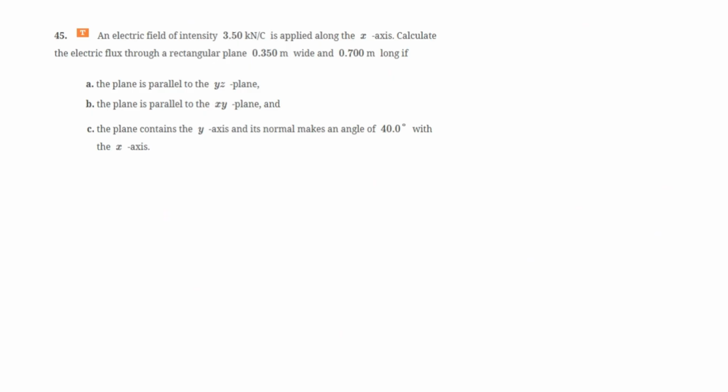And in this problem, look at this. They say an electric field of intensity 3.50 kilonewtons per coulomb is applied along the x-axis. Calculate the electric flux through a rectangular plane 0.350 meters wide and 0.700 meters long, if the plane is parallel to the YZ plane, the plane is parallel to the XY plane, and the plane contains the y-axis and its normal makes an angle of 40 degrees with the x-axis.